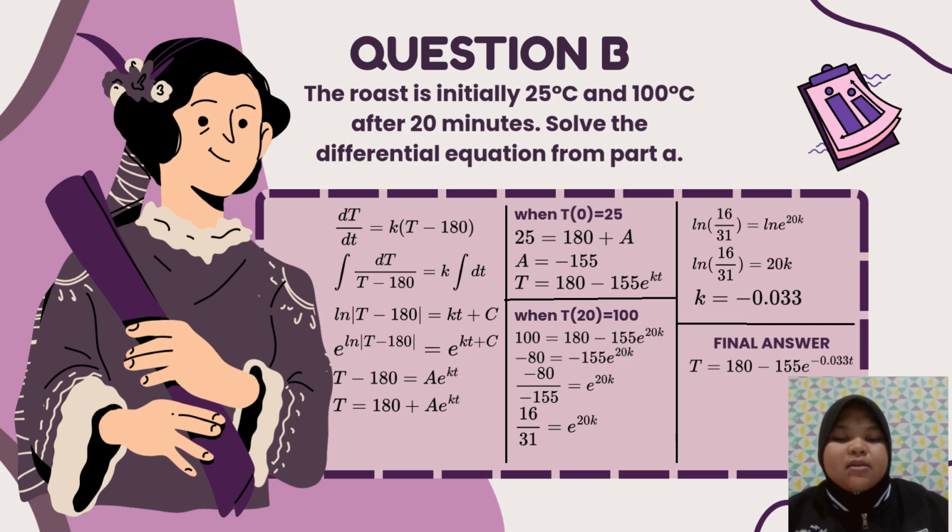Finally, we substitute the value of K into the temperature equation. This gives us the final model: T equals 180 minus 155 e to the power of negative 0.033t. This equation represents the temperature of the roast at any time, measured in minutes, and it clearly shows how the roast gradually heats up and approaches the surrounding temperature of 180 degrees Celsius over time.